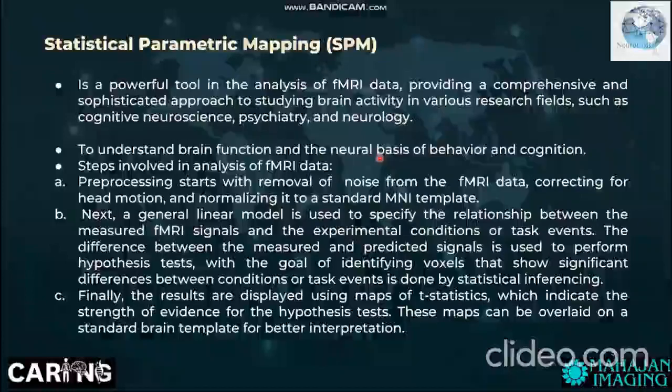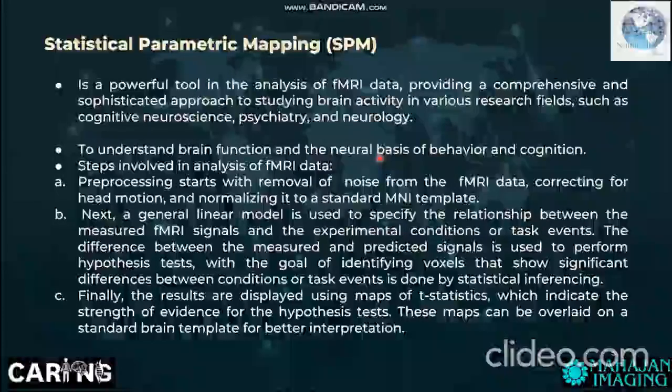The most commonly used application for processing of fMRI is statistical parametric mapping. It is an offline MATLAB based application. It is a very powerful tool for analysis of fMRI data, and it provides a very comprehensive and sophisticated approach to study the brain activity. The main aim of fMRI data analysis is to determine the cortical brain regions where the signal changes occur during the presentation of a cognitive task designed for a specific brain function.